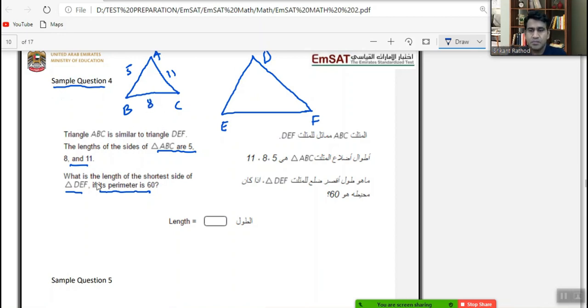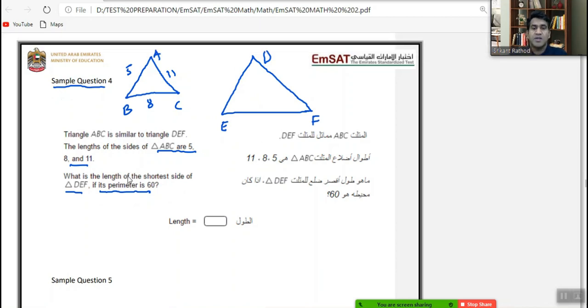Okay, now what is the length of the shortest side of this? Now they have given here its perimeter. Tell me which one would be the shortest side. For this triangle 5 is the shortest side, but for this triangle I should know what would be the shortest side. To find how the sides of triangle ABC and triangle DEF are related, you also need to find the perimeter of triangle ABC.